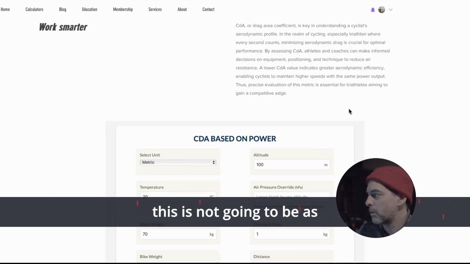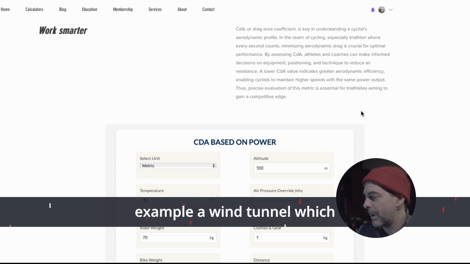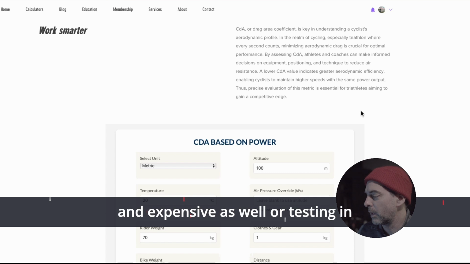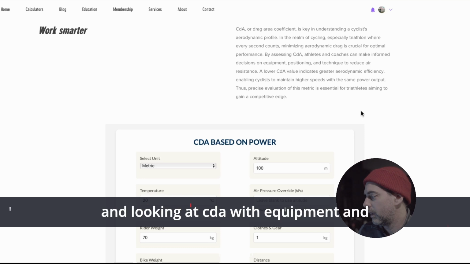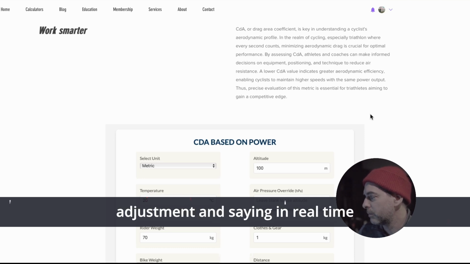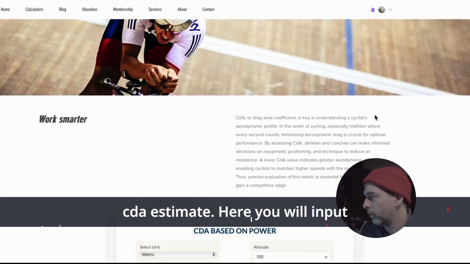Now this is not going to be as instantaneous as having access to, for example, a wind tunnel, which is difficult for most people and expensive as well, or testing in person with a coach like me and then doing an outdoor test, looking at CDA with equipment, trying to fine-tune the adjustment and seeing in real time how it impacts your CDA, also on segments. So this is called CDA estimate.